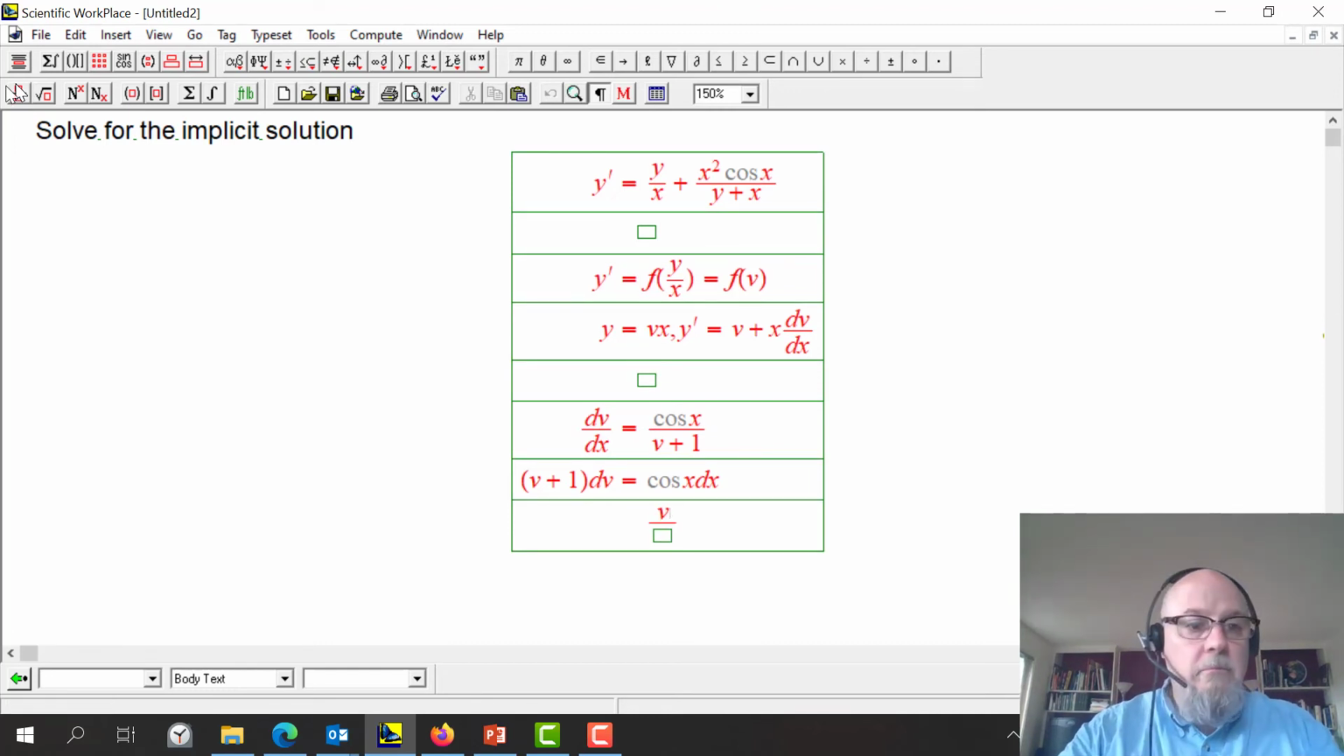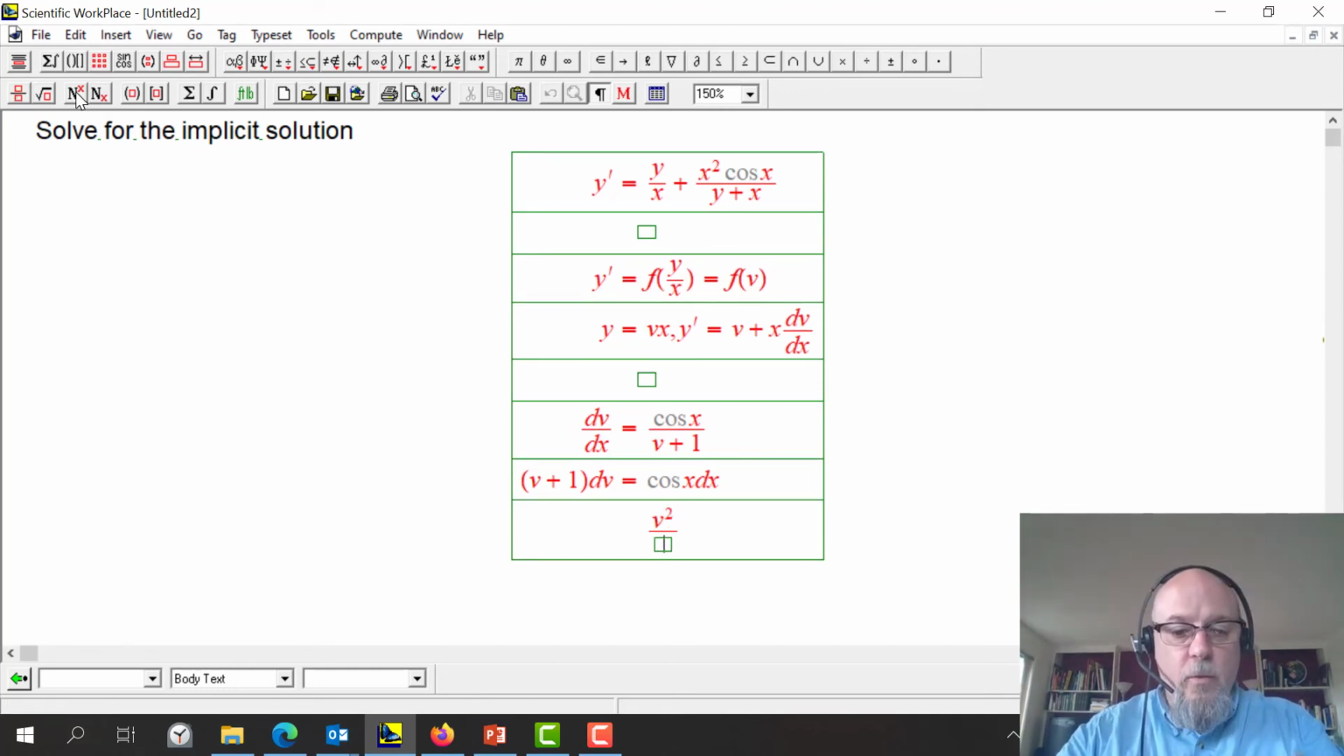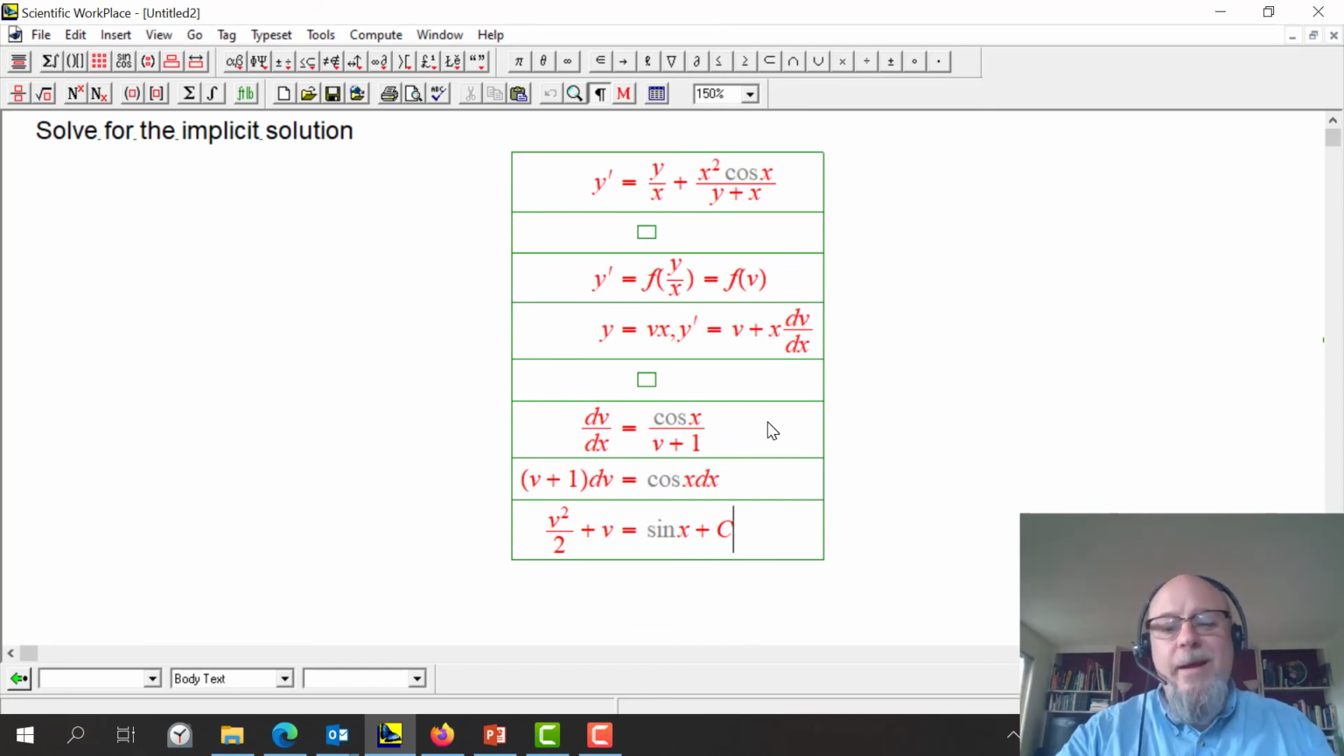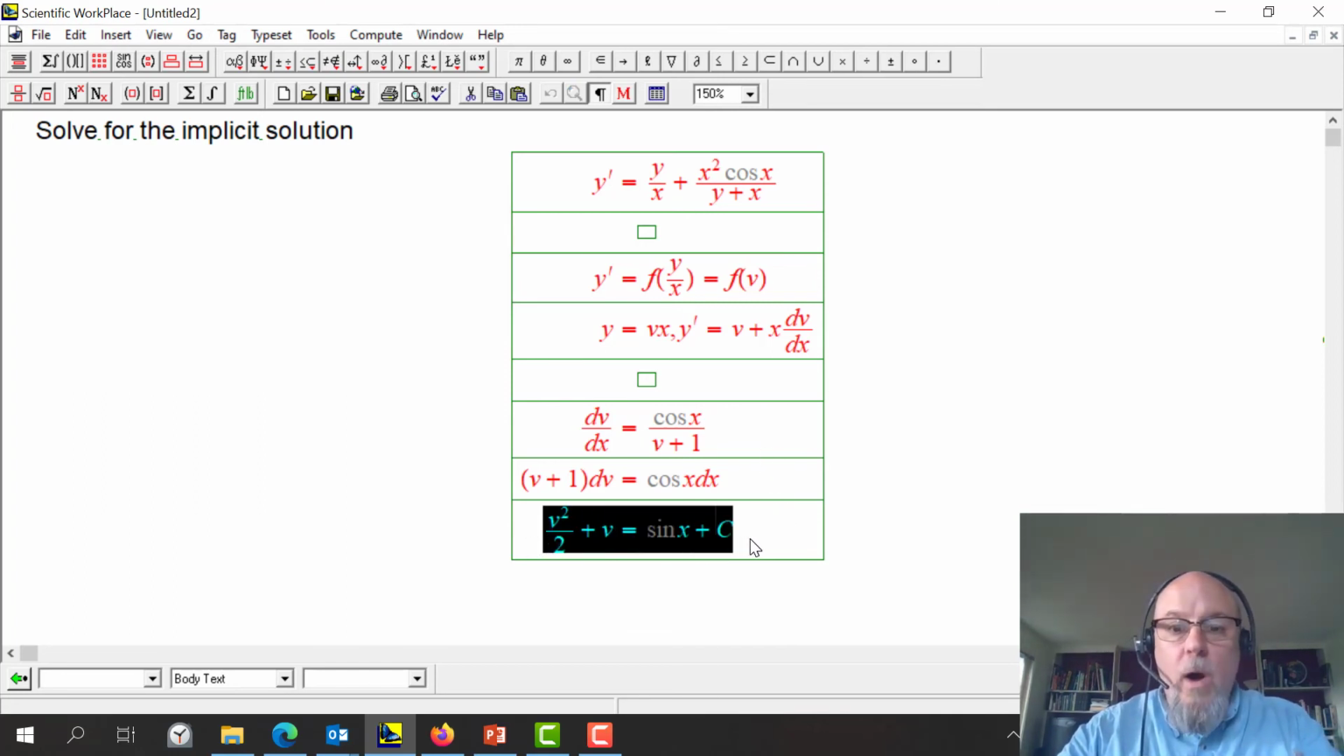Let's integrate the v side with respect to v. So I've got v squared over 2 plus v. And we'll integrate the x side with respect to x. I need a constant on one of those sides. There is no initial condition given, so I can't figure out what the constant is. I'm not done yet, though, because I've gotten rid of the derivative. I've solved the new differential equation, but I have to put it back in terms of y's and x's.